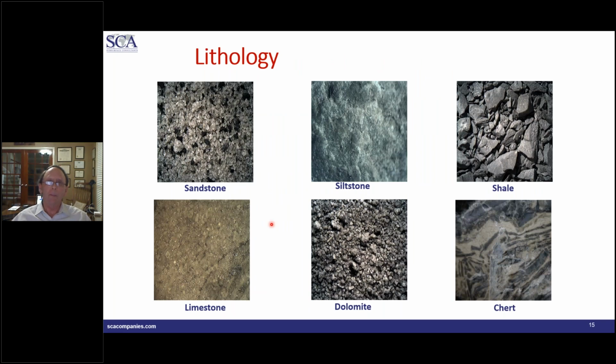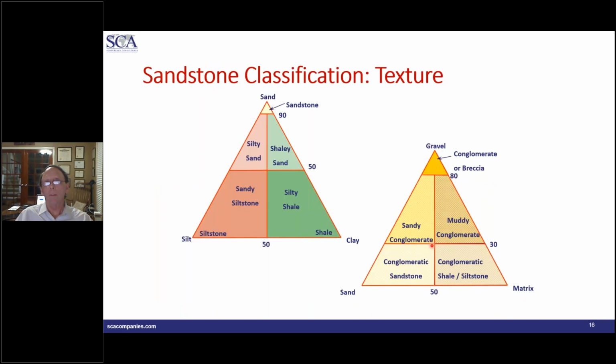So first thing we need to do is to describe lithology. What are we talking about with respect to lithology? Obviously, we're looking for sandstones. We have siltstones, shale, limestone, dolomite, and chert. We might have anhydrite, whatever the dominant lithology is. For sandstones, the easiest thing to do, most of you have seen these textural diagrams of sand, silt, and clay, or sand, matrix, and gravel. It's very simple to describe these rocks as a shaly sand, a sandy siltstone, or siltstone, conglomeratic sandstone. Just a very simple classification, works quite well for this kind of work.